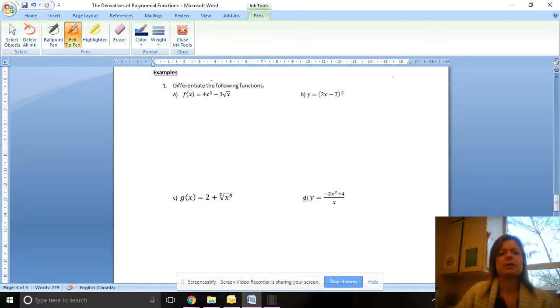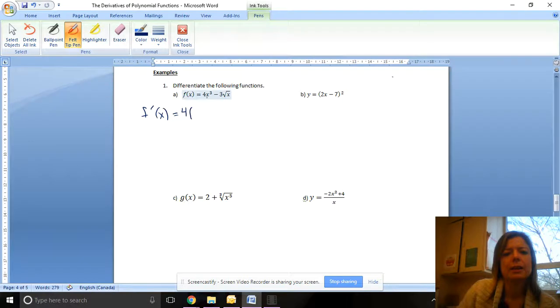Okay, so this function here has 4x to the power 3. So for this, we can keep the 4 out front, and then for x to the power 3, its derivative, we take down the 3 and reduce the exponent by 1. And again, root x here can be rewritten as x to the 1/2.